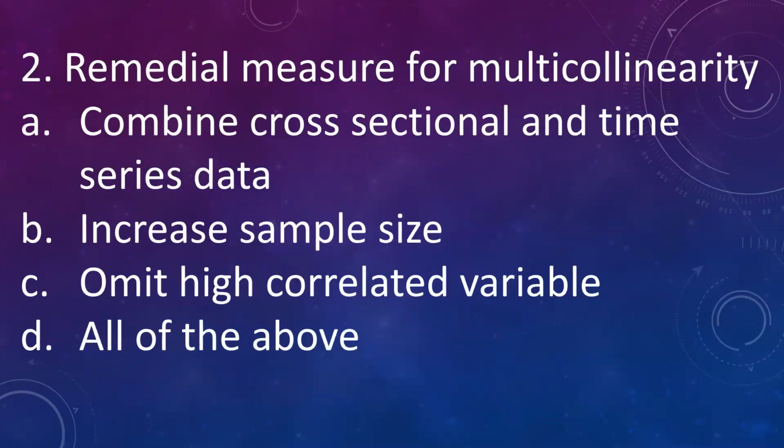Next question: the remedial measure for multicollinearity is A. Combine cross-sectional and time series data, B. Increase sample size, C. Omit highly correlated variable, D. All of the above. Answer is D, all of the above. Combining cross-sectional and time series data, increasing the sample size and omitting highly correlated variables will help to solve the problem of multicollinearity.